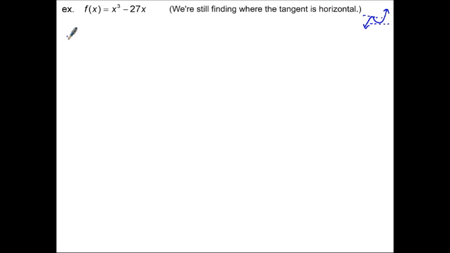Okay, again, my derivative, f prime of x, is again the limit as h approaches 0, and again, hold on to your hat here.